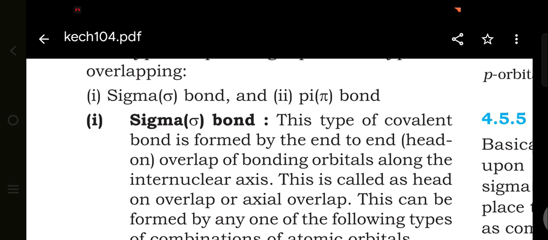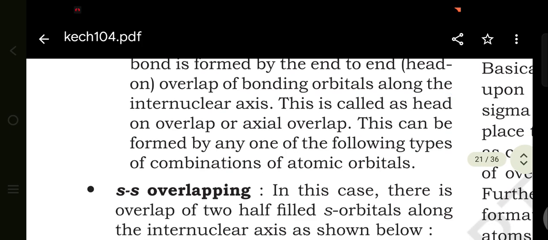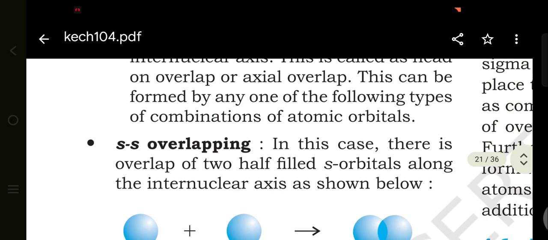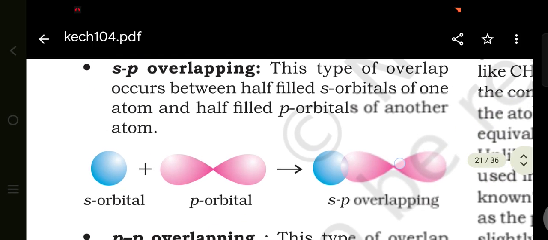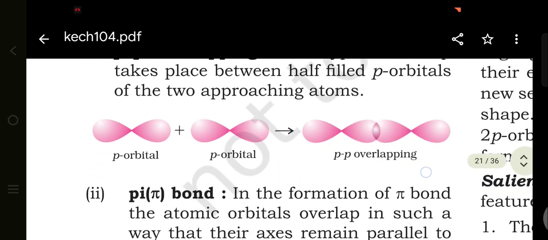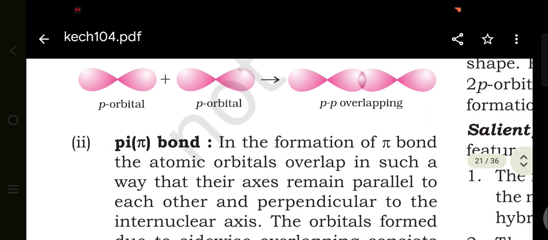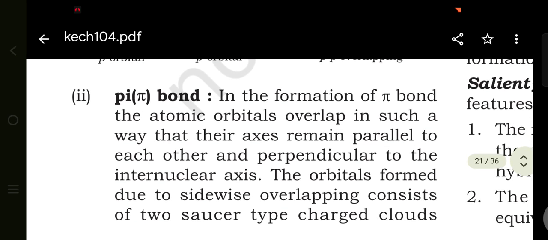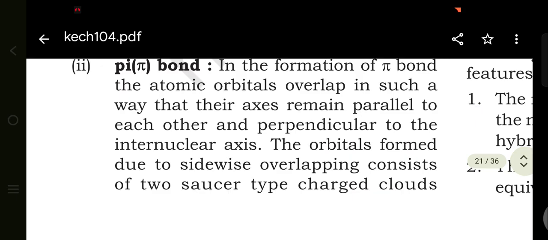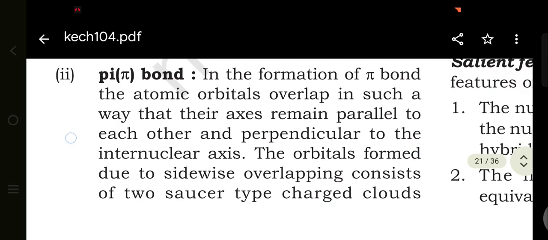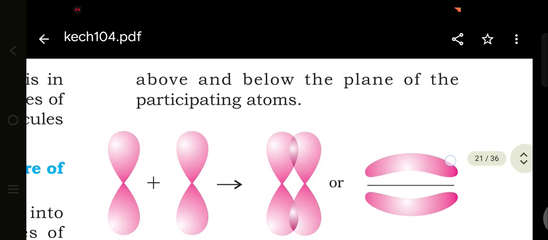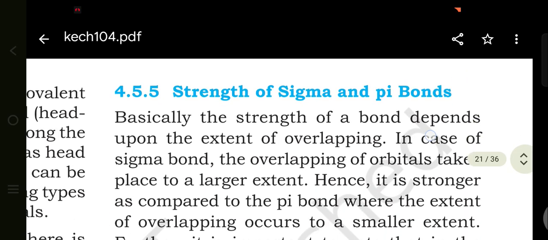This can be formed by any one of the following types of combinations of atomic orbitals: s-s overlapping, s-p overlapping, p-p overlapping. Second is the pi bond. In the formation of a pi bond, the atomic orbitals overlap in such a way that their axes remain parallel to each other and perpendicular to the internuclear axis. The orbitals formed due to the sidewise overlapping consist of two saucer-type charged clouds above and below the plane of the participating atoms. Strength of sigma and pi bonds.